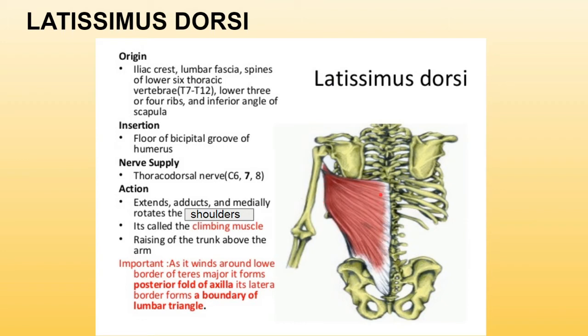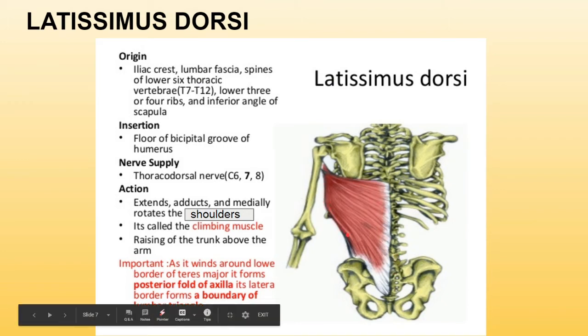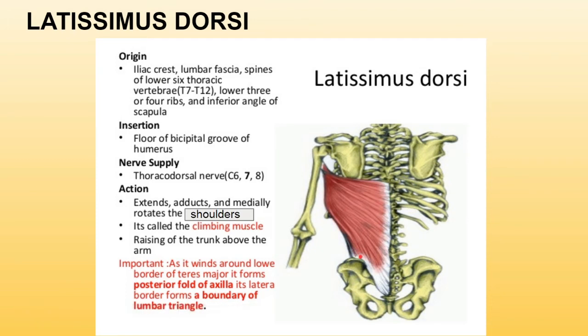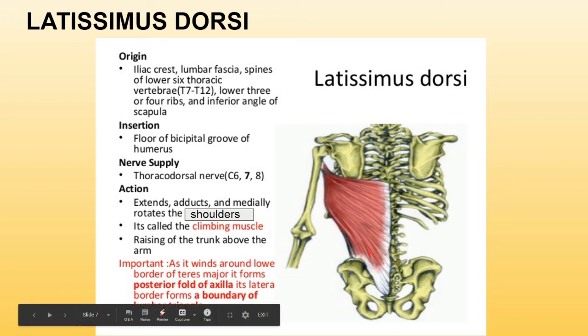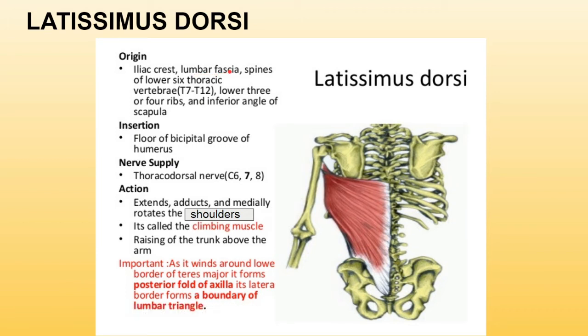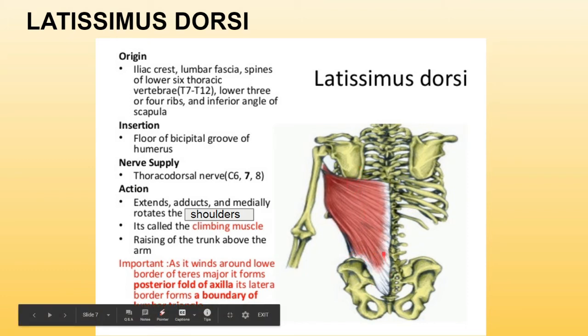As you can see, this is the latissimus dorsi muscle and it originates from the outer lip of the posterior one-third of the iliac crest, then from the lumbar fascia, and so because of this, it mainly attaches the muscle to the lumbar and the sacral spine. Then the spines of T7 to T12 thoracic vertebrae and the lower 4 ribs and the inferior angle of scapula. As you can see, inferior angle of scapula.